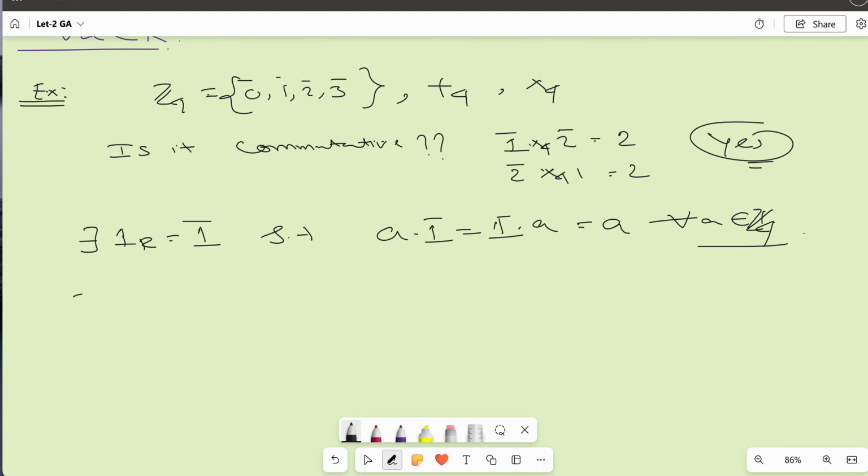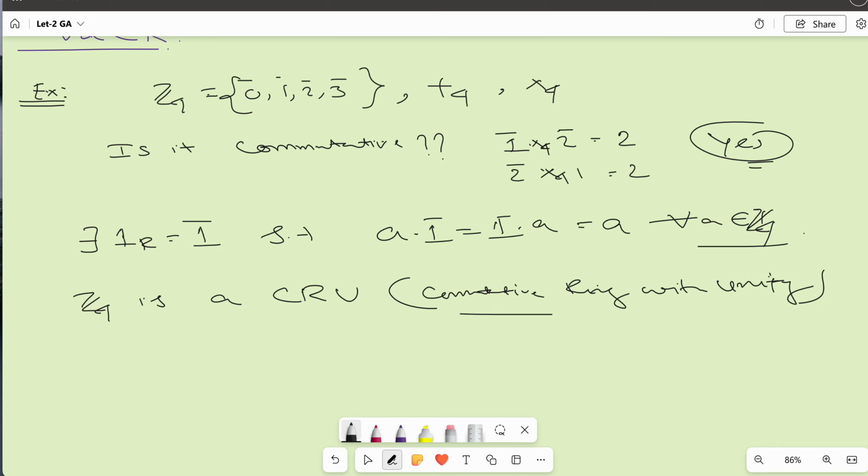So Z4 is a CRU, called commutative ring with unity. This is called a commutative ring with unity. Shortly it is said that this is a CRU.